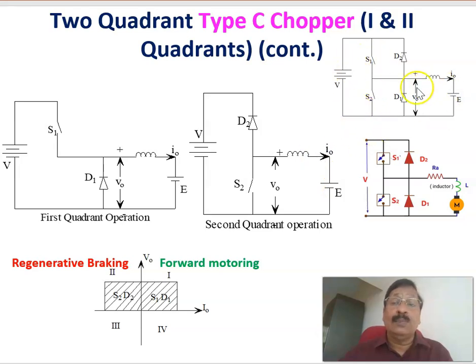Therefore, this circuit works in the first quadrant when S1 and D1 are operating. When S2 and D2 are operating, it works in the second quadrant. The first quadrant of operation is called forward motoring, and the second quadrant is called reverse braking, in which the braking action takes place for the motor.